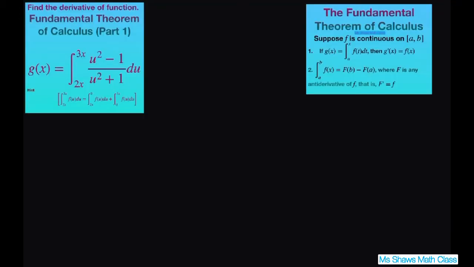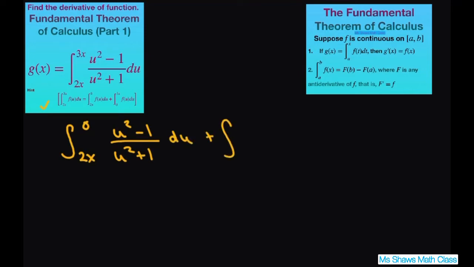So let's go ahead and use the hint and write this as such. Because you can't see this, it's going to be the integral from 2x to 0, u squared minus 1 over u squared plus 1 du, plus the integral from 0 to 3x, u squared minus 1 divided by u squared plus 1 du.